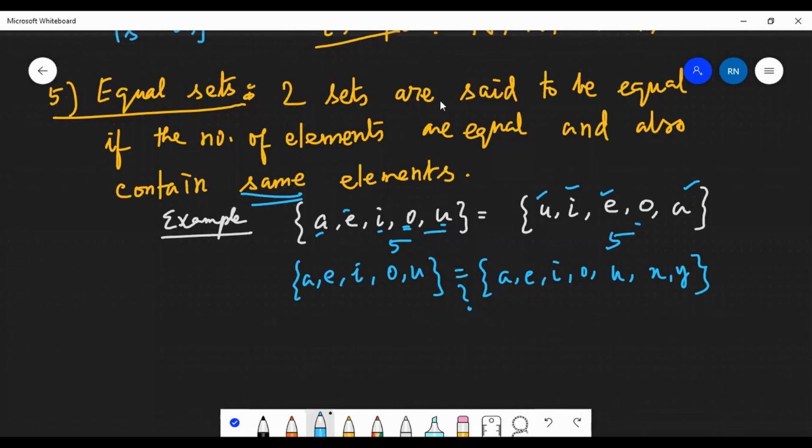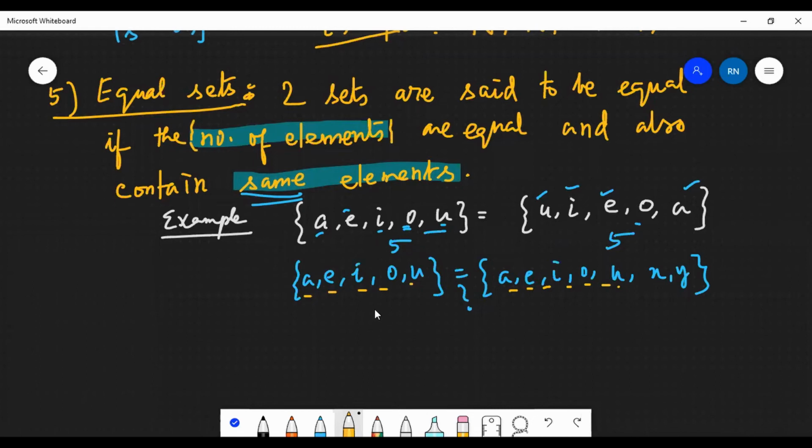Now, that's why you should use both the conditions together. What do you mean by both conditions together? Same number of elements also, same elements also. Simply saying same elements is not enough. Sir, I can say AEIOU is present here also. AEIOU is there, but that doesn't qualify for equality. You should also have the same number of elements.